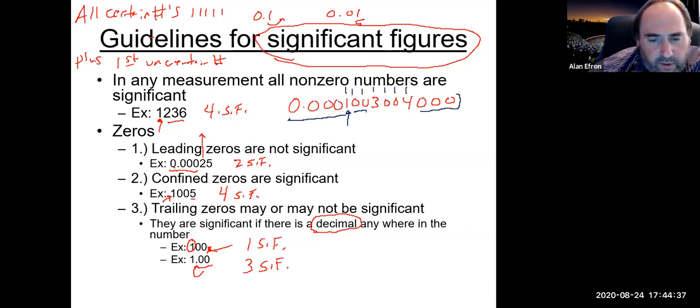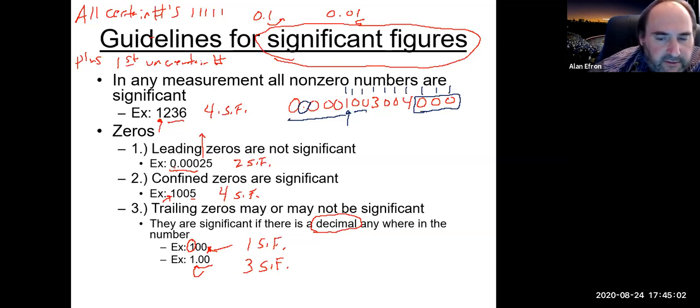And again, what determines whether or not this is significant is: is there a decimal point in the number? And there is right there. And that makes all 3 of these zeros significant as well. So we got 1, 2, 3, 4, 5, 6, 7, 8, 9, 10. So it looks like most of you did good there. Very good. 10 of them would be the significant figures here.